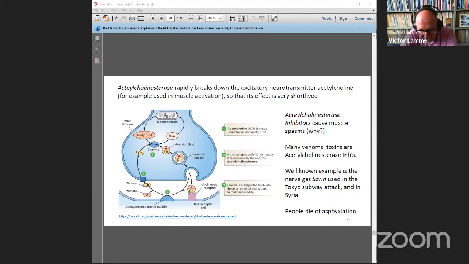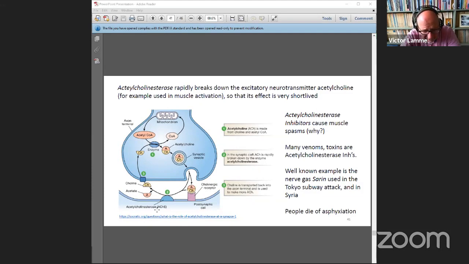Now, if you would inhibit this enzyme, acetylcholine would no longer be broken apart, so it would continue to work on this receptor. So this receptor would remain open. You would get continuous depolarization, etc. Now, indeed, there are such acetylcholinesterase inhibitors, such as many venoms. When you get bitten by a snake, sometimes the toxin contains acetylcholinesterase inhibitors, but there are also other ones. A sadly well-known example is a nerve gas called sarin, which was used in the Tokyo subway attack, but also in other, ugly wars, you might say.